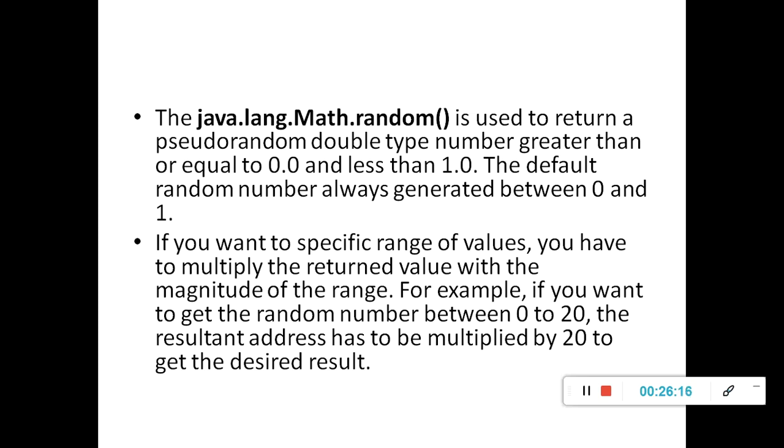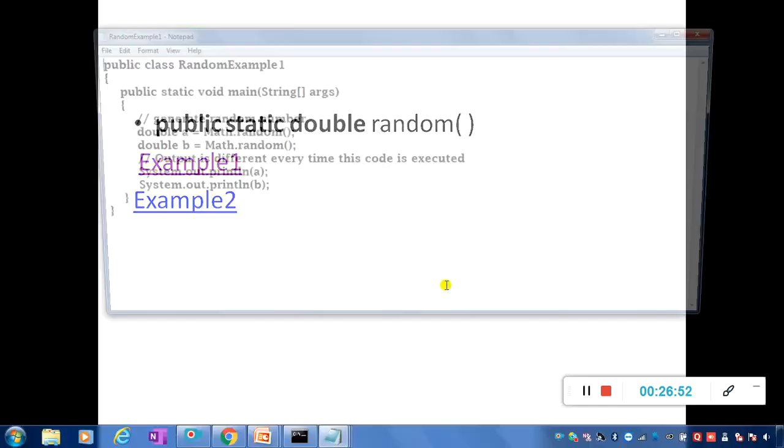Now what if you want to display a random number between 0 to 20? So a specific range like 1 to 100, something like that. If you want a specific range of values, you have to multiply the returned value with the magnitude of the range. Magnitude of the range means the minimum is 0 and maximum is 20. So you have to multiply whatever value you are getting by 20. If it is 100, then you have to multiply it by 100. Okay, so we'll just see an example.